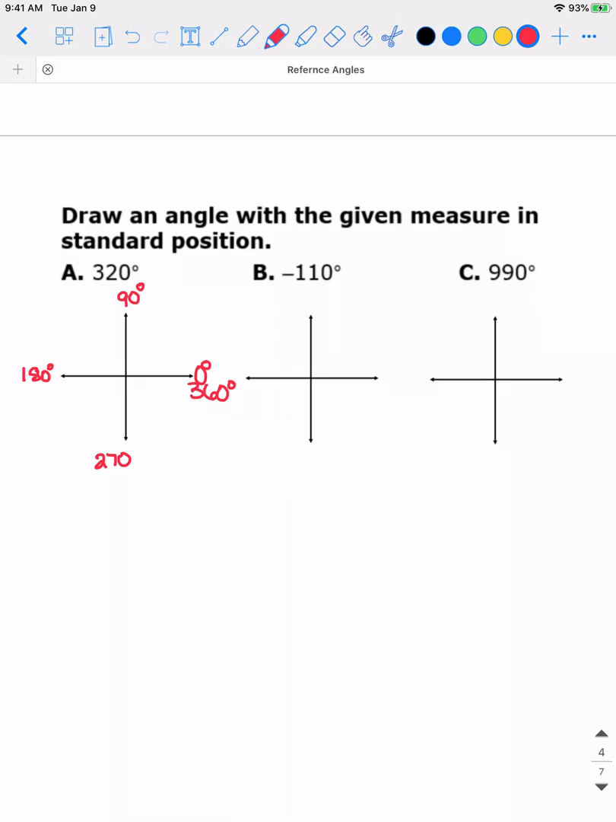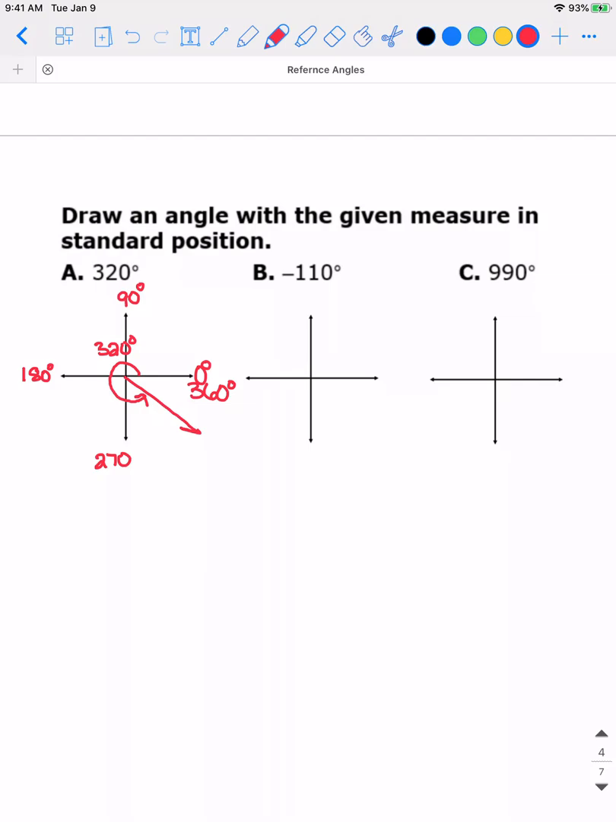So if I'm wanting 320, that means it needs to be greater than 270, but less than 360. So I'm going to draw an angle right here, and I'm going to show my rotation. So it starts with the x-axis, and it goes all the way around here, and this is going to be our 320 degrees.